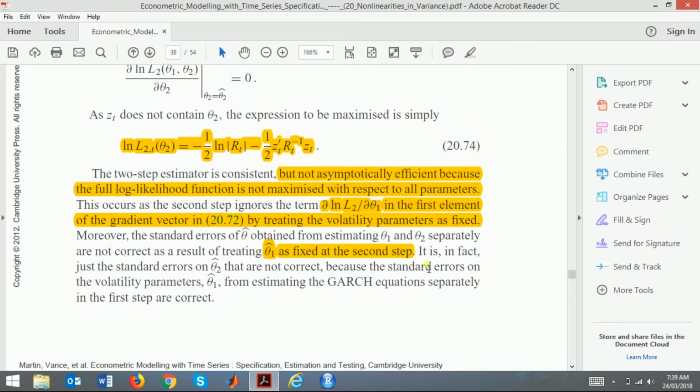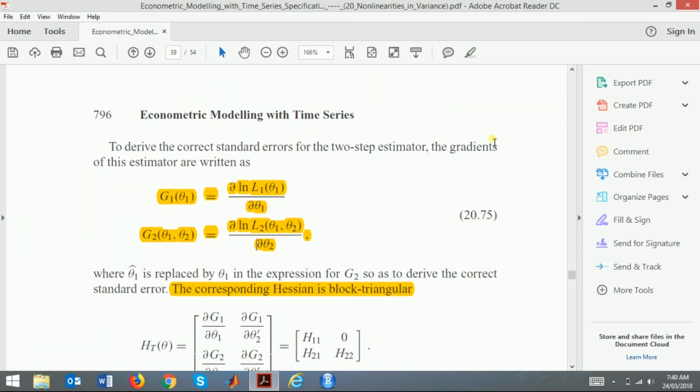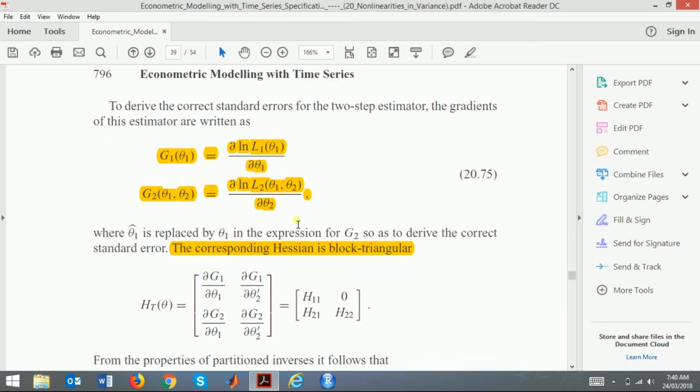because this is fixed. It is in fact just the standard errors on theta 2 that are not correct, because the standard errors on the volatility from estimating GARCH separately in the first step are correct. So this is also why theta 2 is not correct. So the correct standard errors are found with this.